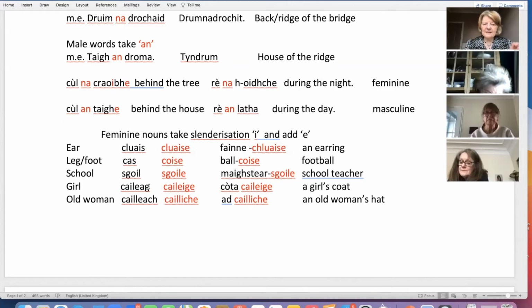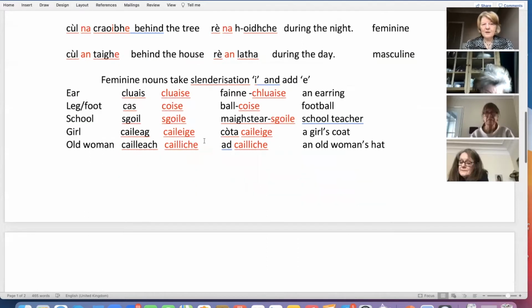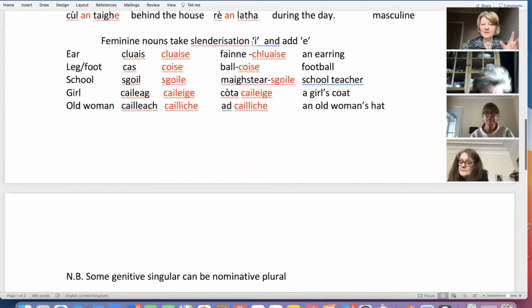Kalak, ending in EA, changes to Kalike, and you slenderize it by adding an I and adding an E. So coat, Kalike is a girl's coat. Kalioch, it's an old woman. Kaliche, at Kaliche becomes an old woman's hat. So feminine nouns, you slenderize them, that means add on an E. If the letter I is in the word, you don't have to slenderize it, obviously, but you have to add an E on the end of the word.